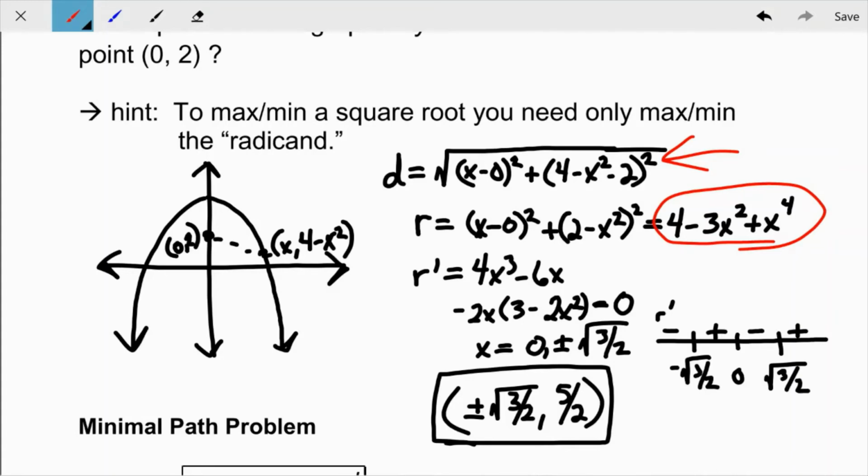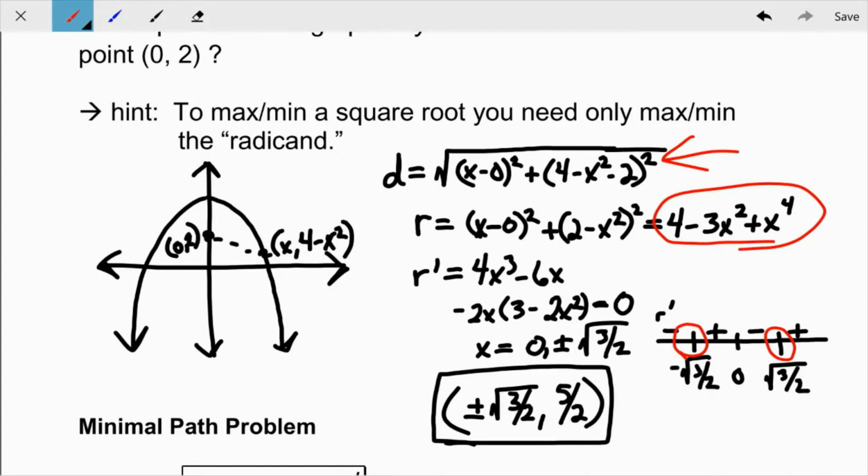I don't really have constraints this time in terms of x can't be positive or negative, so I want to make sure I account for all those values. I did my sign chart, and I can see that I'm getting a minimum where I'm at negative root 3 over 2, and also when I'm at positive root 3 over 2. And it turns out you get the exact same y coordinate for each of those, as you would expect, because you're dealing with a parabola, and you would expect that you would have 2 solutions because you're going to have solutions that are mirror images on either side of that parabola. So in the end, I got plus or minus root 3 over 2, 5/2.